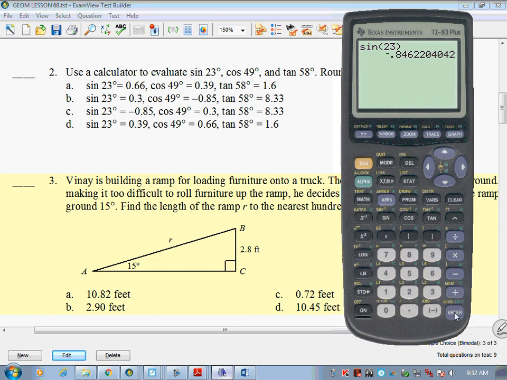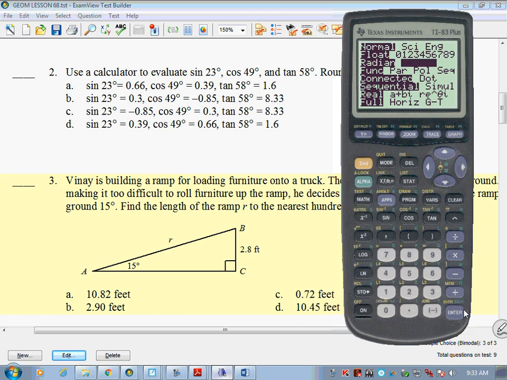It gives me negative 0.846220. And if you'll notice that that is the answer for C. So if I did the wrong thing, if I had my calculator in the wrong mode, would I find an answer? Yeah, I'd find an answer. Would I find the right answer? No. Okay, so that's why you're going to see it's important to have it in the right mode before we start. I'm going to go down here.